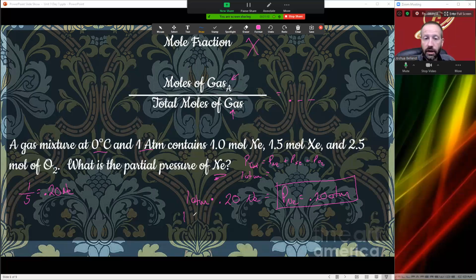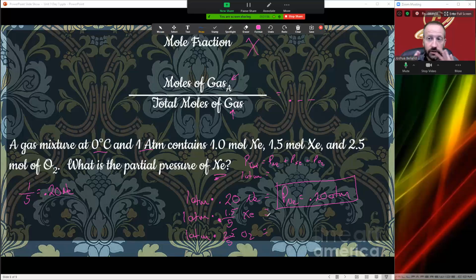I would take 1 atmosphere times the mole fraction of xenon, which is 1.5 out of 5. That's not going to be fun, but that's what it would be. And then 1 atmosphere times 2.5 out of 5, the mole fraction of oxygen, and I could do that. When I'm done, I should see all those pressures add up to be 1 again. The question did not ask for them all, so I'm not going to spend time doing them all, but that's the way that works.